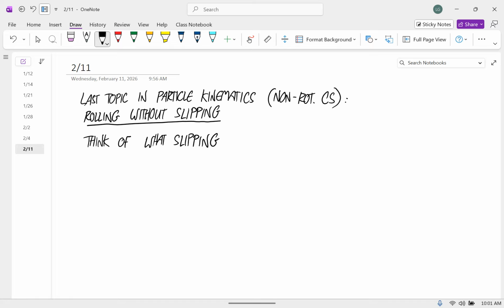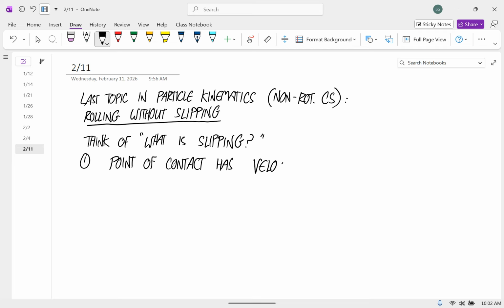Think of what is slipping. Or like you can't move without rotating? Yeah, so think of these two requirements, and I think this will make sense. The first one is that the point of contact has velocity parallel to the ground.